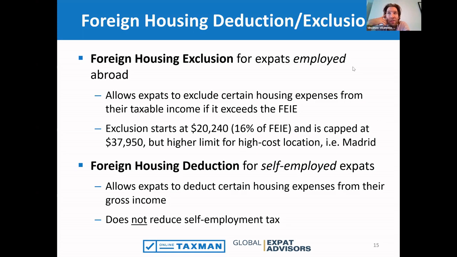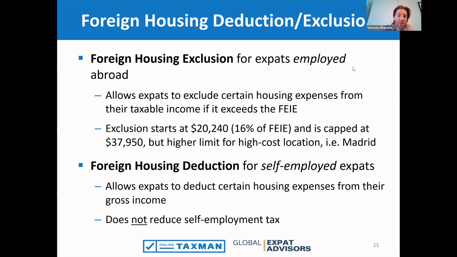So let's say your rent is $25,000 annually. So again, it's over that 20,000 or so amount. So basically, your foreign earned income exclusion for 2025 is 130,000, and then you add this additional foreign housing exclusion of 5,000. So that means your excluded income is 135,000.